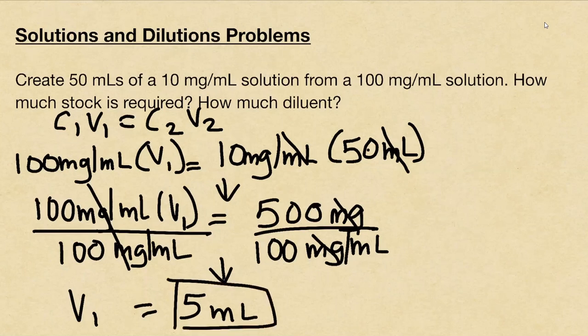So this is what you have right here. So V1, that is your original volume. And then how much diluent are you going to need? Well, all I need to do now is take this 5 ml and subtract it from the 50. So 50 minus 5 equals 45 mLs of diluent.